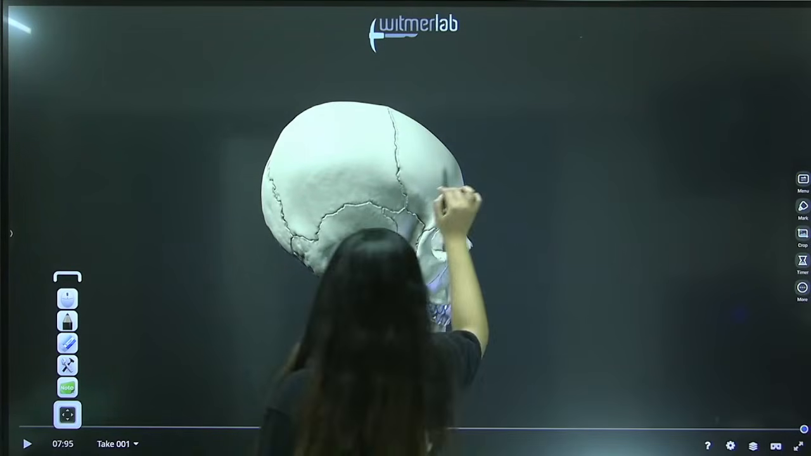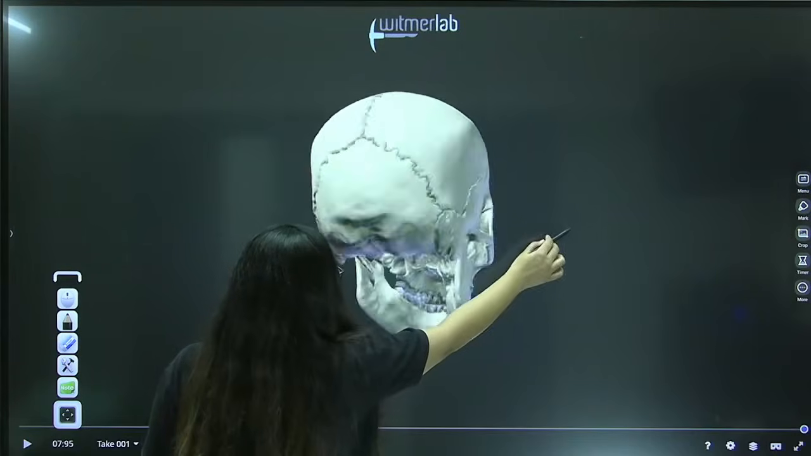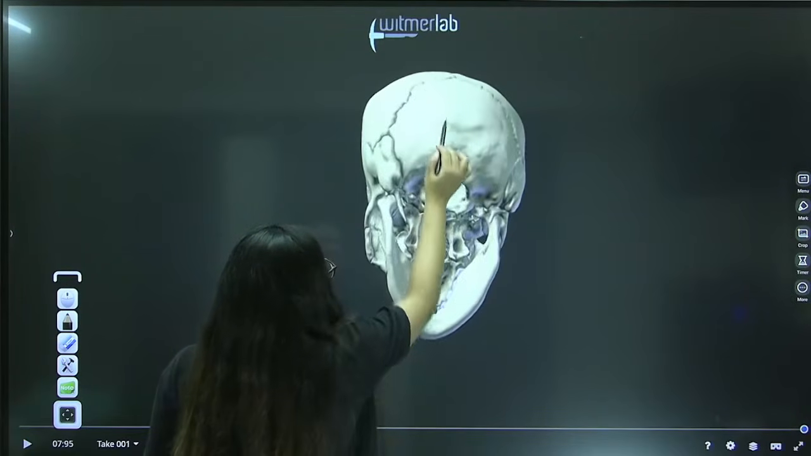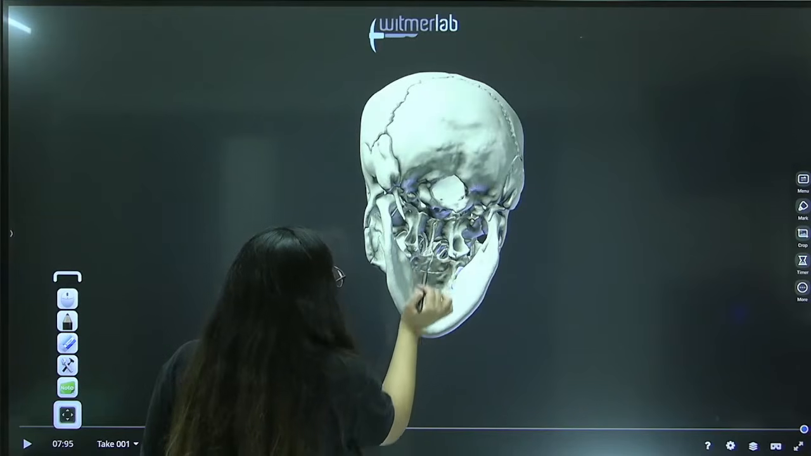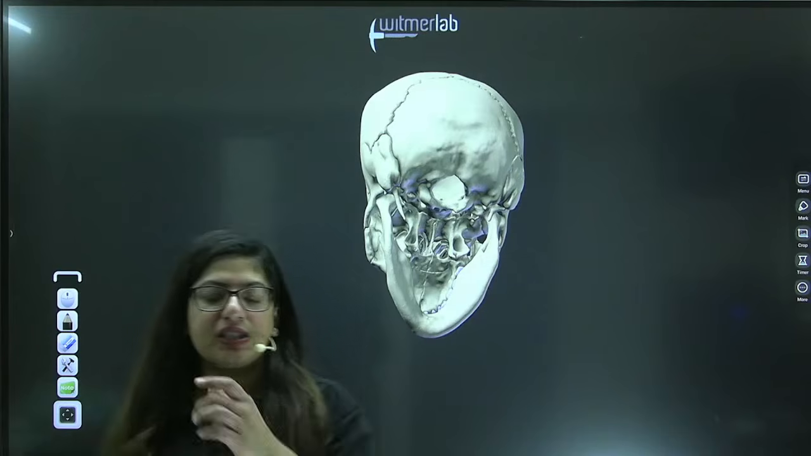Let me show you the ethmoid now. Ethmoid is present just below the sphenoid, here. This one is an ethmoid bone, right? So ethmoid is present just near to the sphenoid only.